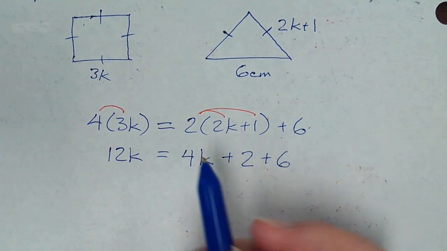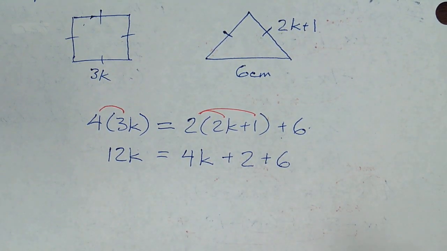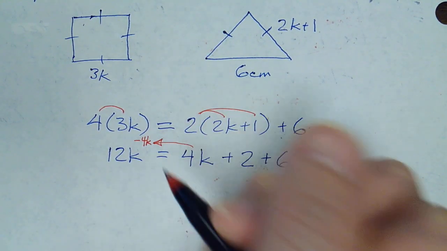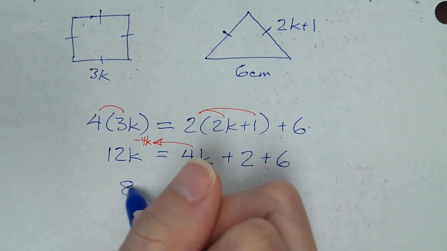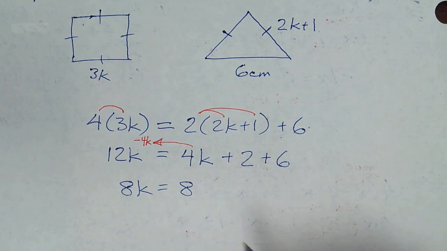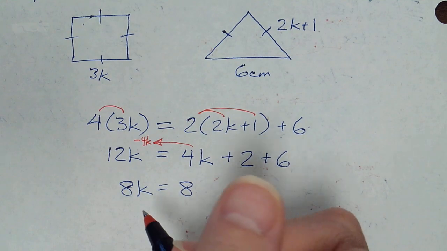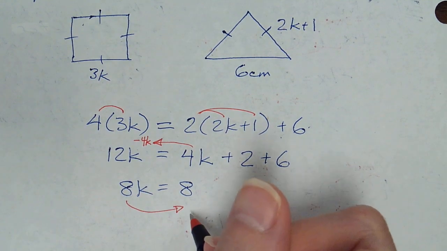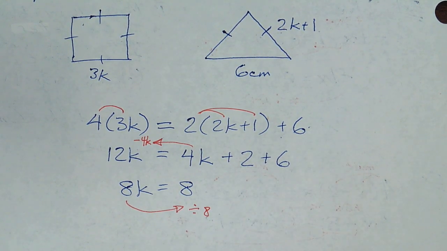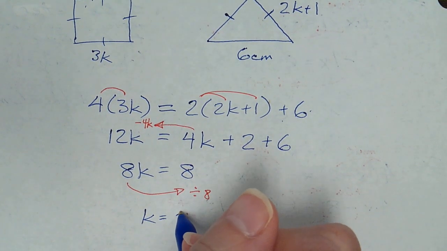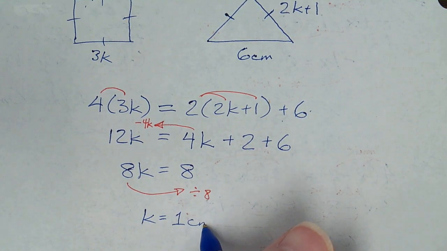Okay, collect like terms. So what should I move to the left? Yeah, move the 4K over. It becomes minus 4K. So 12K minus 4K, I get 8K. And then here I get 8. Wow, I chose nice numbers. Last step. Logan, what's my last step? Divide. Right, remember our 3 steps? Third step, divide. So K equals 1 what? Centimeter.